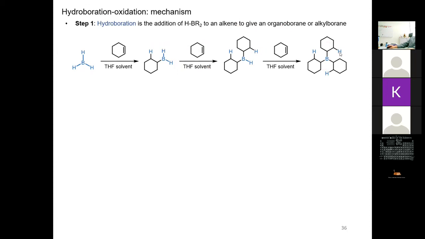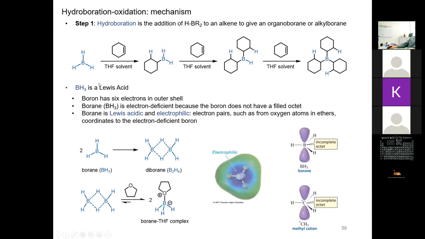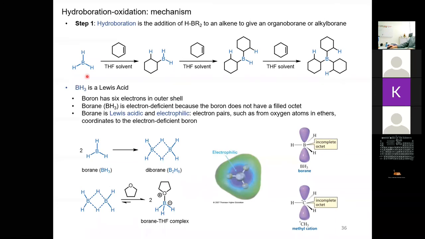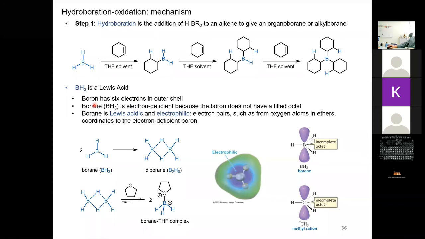Why BH3 can do this kind of reaction is that BH3 is a very strong Lewis acid. It has 6 electrons in its outer shell, each pair of electrons coming from a B-H bond. It is very electron deficient because the boron does not have a filled octet. It only has 6 electrons on the boron: 2, 4, 6. It needs electrons to fill the octet, so it is electrophilic. And electron pairs, such as those on the oxygen atom in an ether, coordinate to the electron-deficient boron.